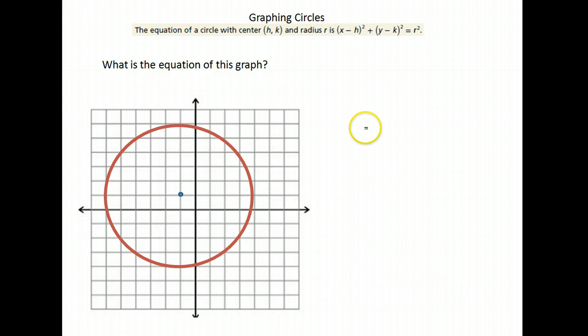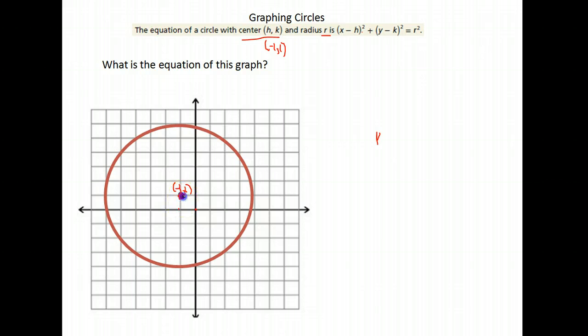Again, we're asked to write the equation for this circle. Again, the two things you have to know to write the equation are the center and the radius. So from the graph, let's find the center and the radius. Well, here is our center right in the middle of the circle. It's located at, from the origin, we go 1 to the left and up 1. So it's at the point (-1, 1). So our center is (-1, 1).